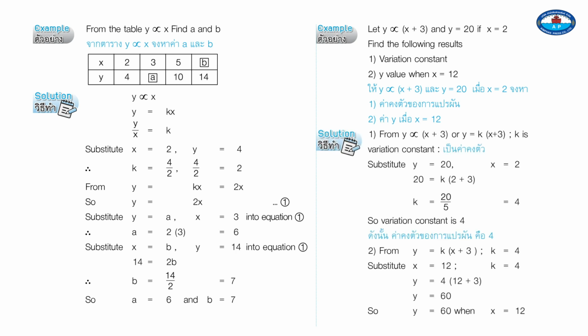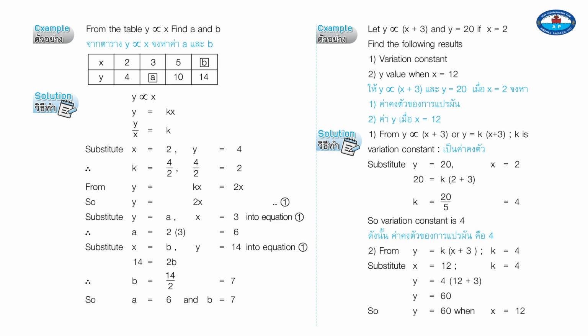Solution. 1. From y varies x plus 3, or y equals k(x plus 3); k is the variation constant. Substitute y equals 20, x equals 2: 20 equals k(2 plus 3). So k equals 20 over 5 equals 4. So the variation constant is 4.